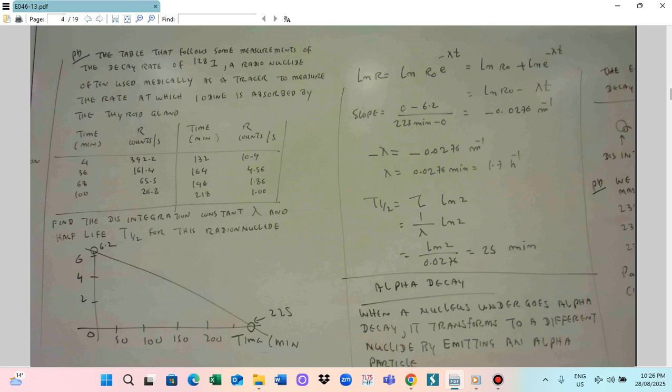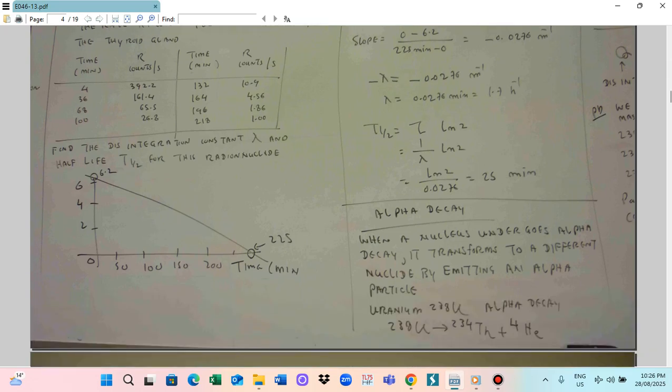The next one is alpha decay. Alpha decay means that when a nucleus undergoes alpha decay, it transforms to a different nucleus by emitting an alpha particle. When the nucleus is decaying, the radioactivity goes down, and it can produce the alpha particle. For example, uranium U-238 undergoing alpha decay produces 234Th and 4He. So the thorium atom and the helium atom are produced as uranium 238 decays.